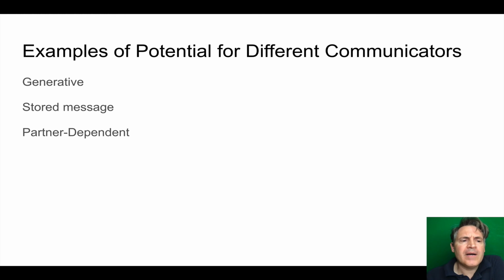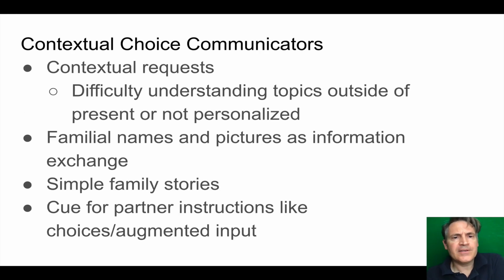I want to talk about some different examples here. So for contextual choice communicators, you're going to be working with contextual requests. Remember, the person can have difficulty understanding topics that are really outside of the present or that aren't personalized. That's why they are contextual choice. You need to offer them choices within that specific context space, something that's very familiar, something that's highly personally relevant. This is where that person lives and is tied to.